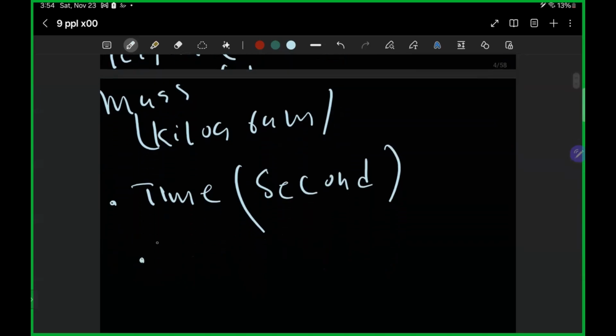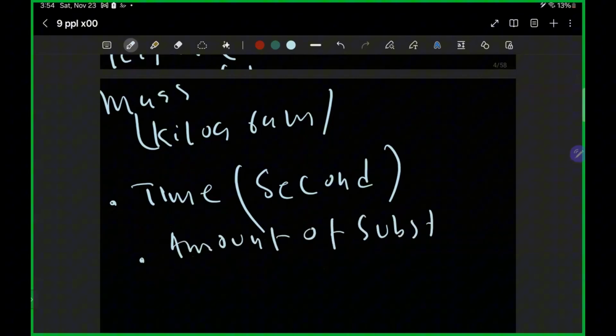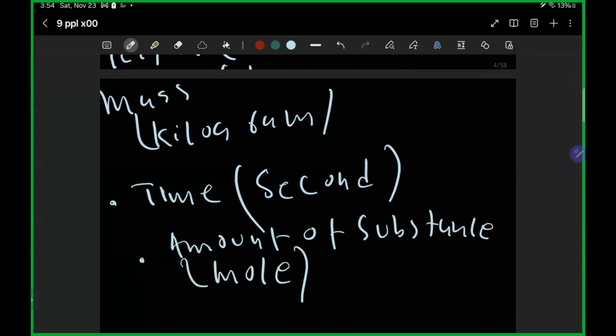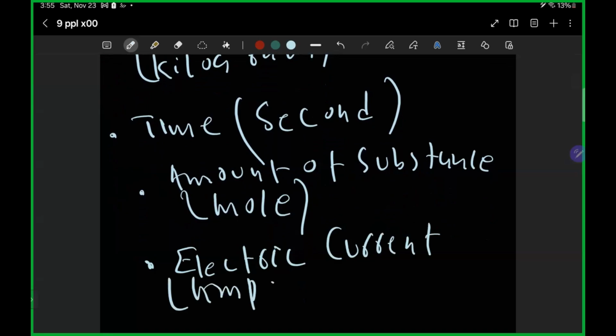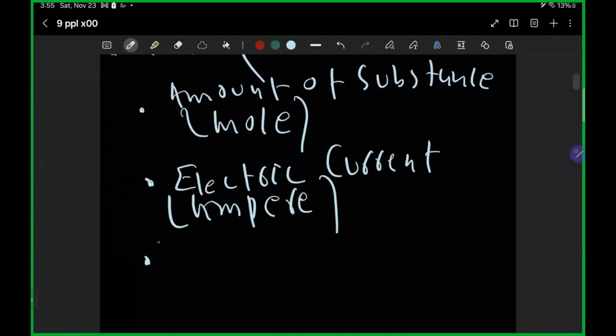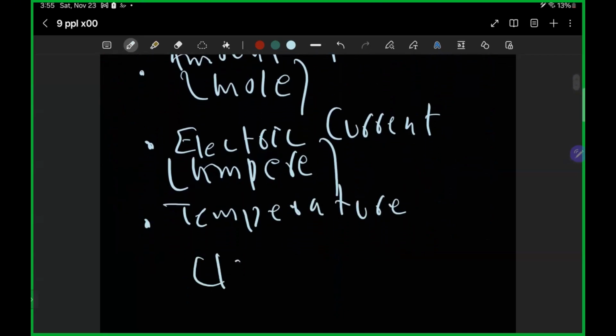And the fourth base quantity is the amount of substance, and its unit is mole. And then the fifth base quantity is electric current, and its unit is ampere. The sixth base quantity is temperature, and its SI unit is Kelvin.